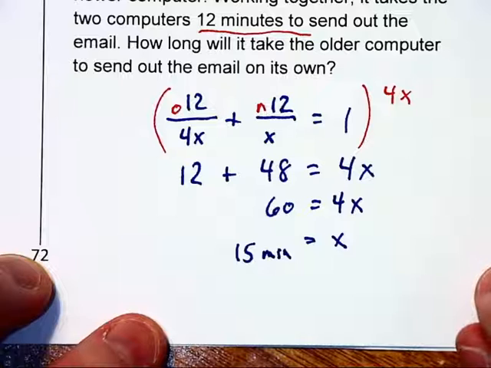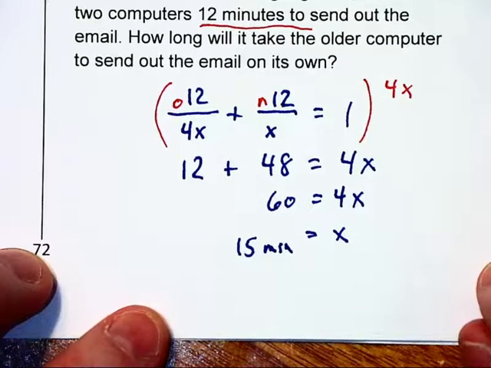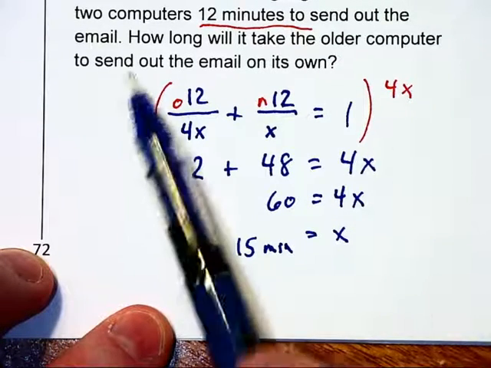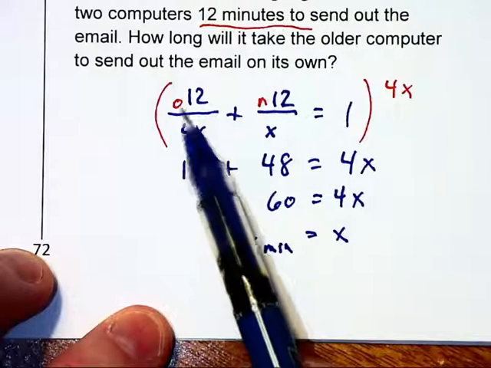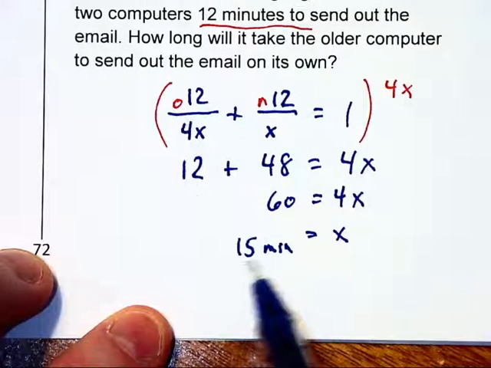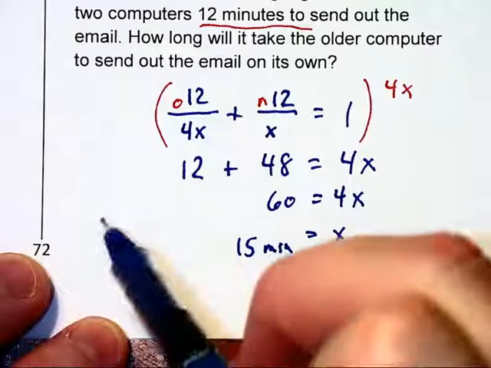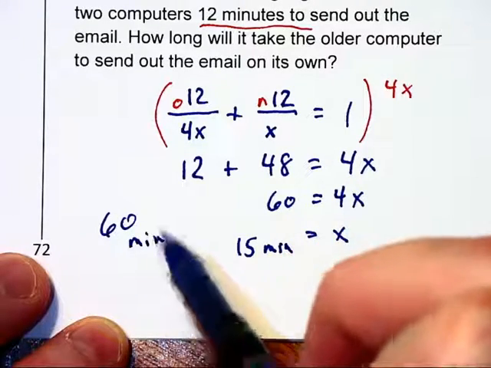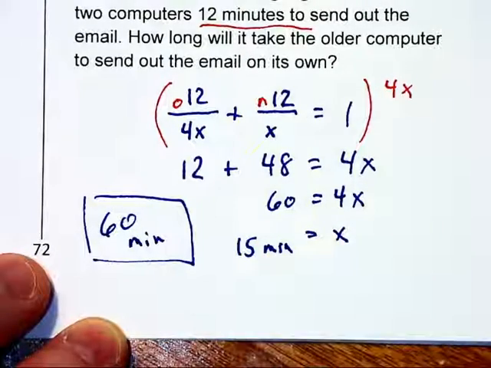Now, how long will it take the older computer to send out the email on its own? Always go back and see what they're looking for. The older computer took 4x, and that means 4 times 15, so that would be 60 minutes for the older computer to send these emails out on its own.